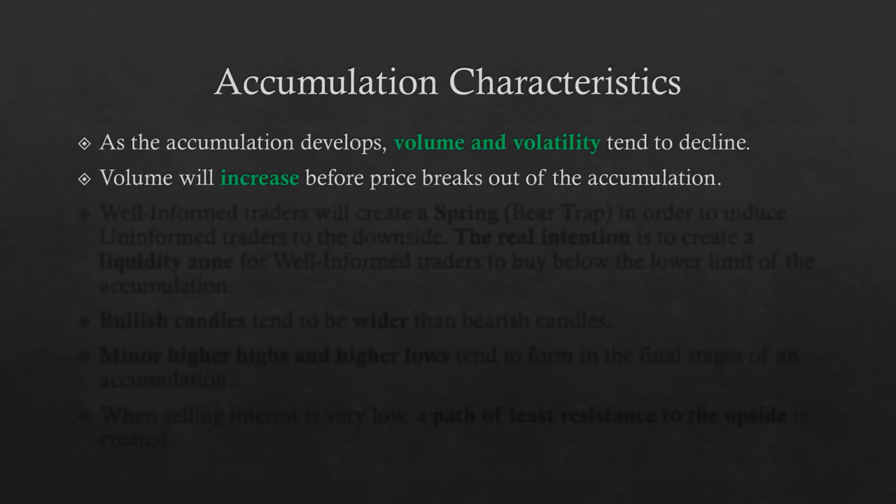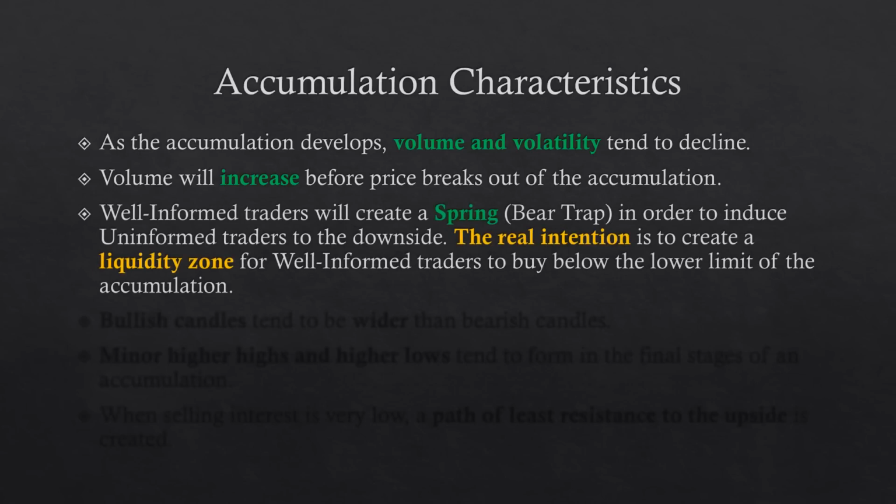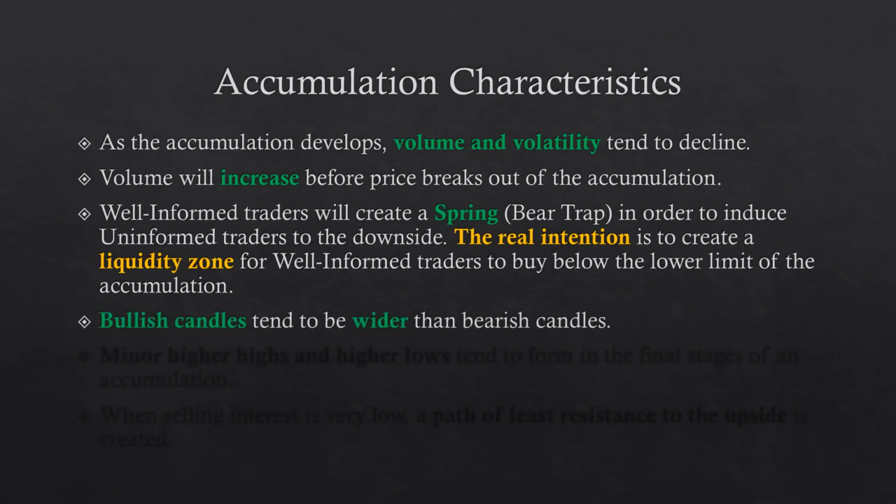In the attempt to manipulate uninformed traders, large traders will create what is called a spring, which is a false bearish breakout intended to induce uninformed traders to sell at lower prices, just so that well-informed traders can buy more at an extremely good price. Since well-informed traders will be absorbing supply constantly, the bullish candlesticks will tend to be wider than the bearish ones.